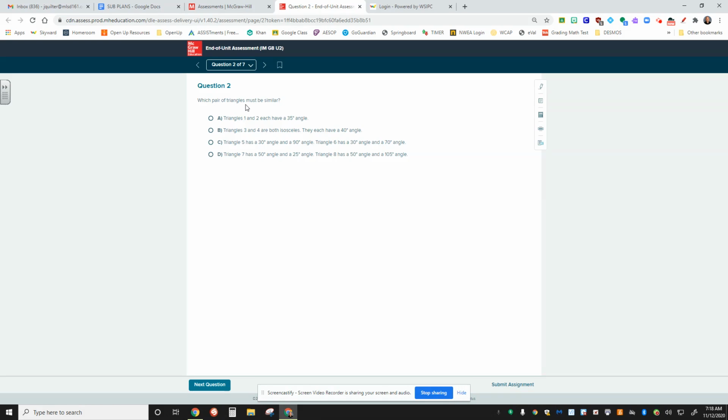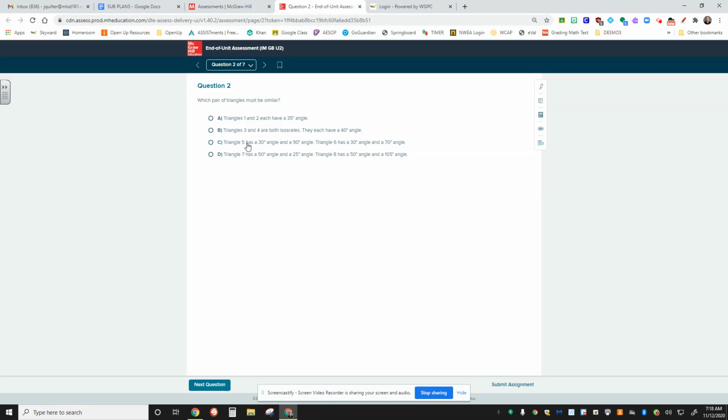Which pair of triangles must be similar? So this is talking about two triangles that are side by side. One has been a dilation of the other. It says that triangles 1 and 2 have 35-degree angles, so you're only given one angle. Triangles 3 and 4 are both isosceles. Pay attention to the isosceles part.